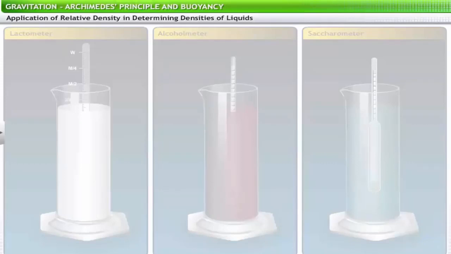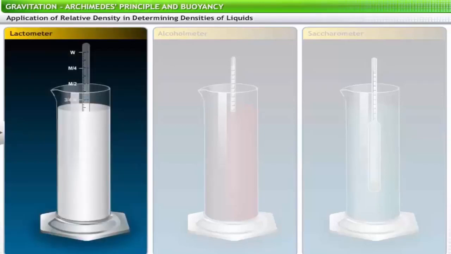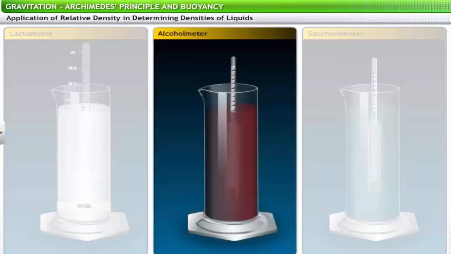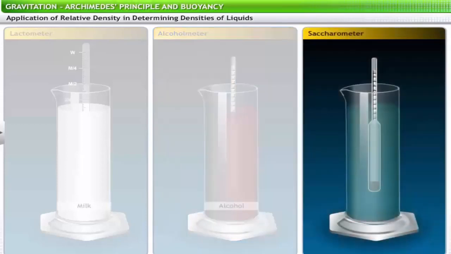The concept of relative density finds many applications, especially calculation of the densities of given liquids. For example, a lactometer is used to test the purity of milk on the basis of its relative density. An alcohol meter uses the concept of relative density to determine the alcoholic strength of a liquid. Similarly, a saccharometer is used in determining the amount of sugar in a solution.